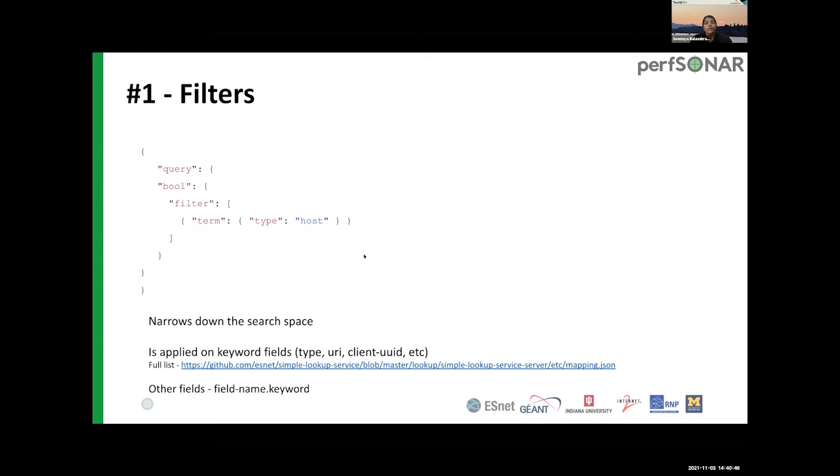The query itself is typically whatever is supported by the standard Elasticsearch queries. So we can do similar things to what the traditional API did. If you want to narrow down the search space, you can use filters. There's a slight difference though. In the case of Elasticsearch, the filters can be applied only on keywords. So what we have done in the backend for the lookup service is we have mapped some of the fields as keywords. We have chosen type, URI, client UUID, and a few others. The complete list, you can get at that link.